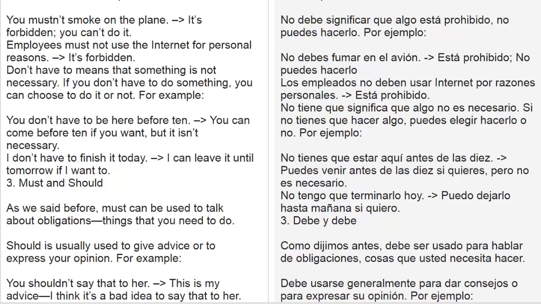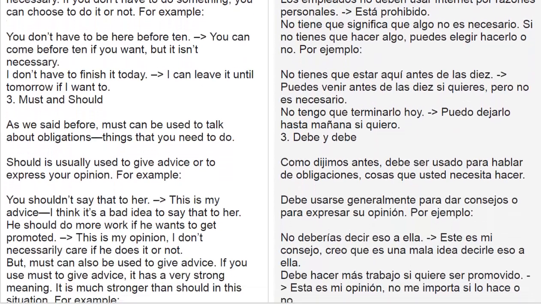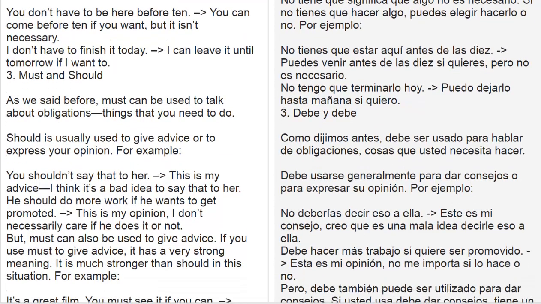Don't have to means that something is not necessary. If you don't have to do something, you can choose to do it or not. It doesn't matter. For example, you don't have to be here before 10. That means you can come before 10 if you want. If you want to come at 9 o'clock, come at 9 o'clock. If you want to come at 8 o'clock, sure. But it's not necessary. Or, I don't have to finish it today. That means, well, if I finish it today, no problem, but I can leave it till tomorrow if I want.